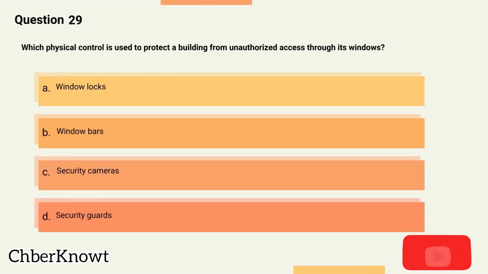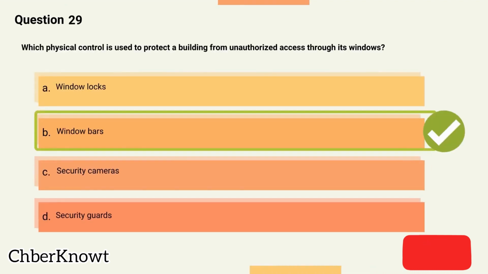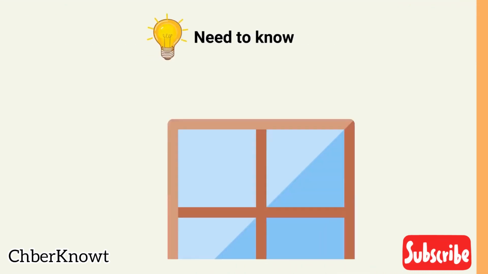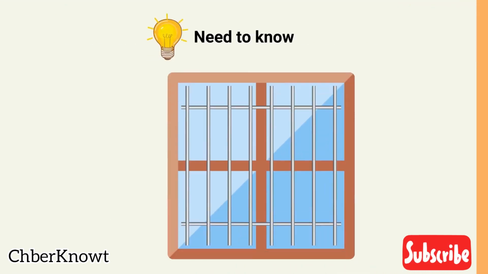Question 29. Which physical control is used to protect a building from unauthorized access through its windows? Option A. Window locks. Option B. Window bars. Option C. Security cameras. Option D. Security guards. The correct answer is Option B. Window bars. Explanation. Window bars are used to protect a building from unauthorized access through its windows. They prevent intruders from breaking into the building by blocking access to the windows.